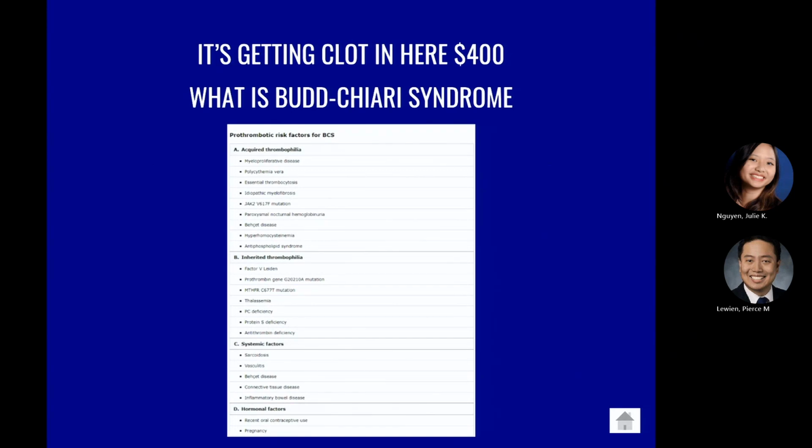So just kind of impressing upon how many conditions Budd-Chiari is associated with. Your myeloproliferative disorders, polycythemia, like you mentioned, essential thrombocythemia, JAK2 mutations, paroxysmal nocturnal hemoglobinuria, and then inherited thrombophilias like factor V Leiden, prothrombin gene mutation, and multiple systemic diseases, sarcoid, vasculitis, Behçet's, other connective tissue diseases might also be associated with it, or pregnancy and recent contraceptive use.